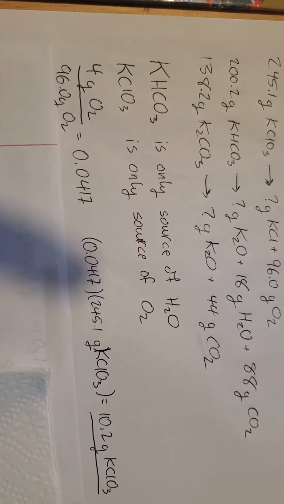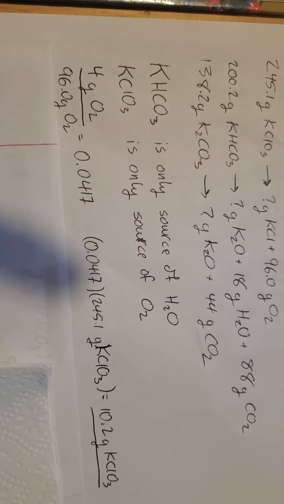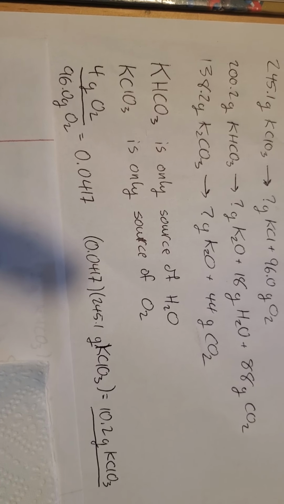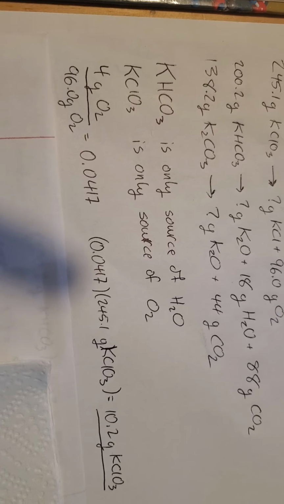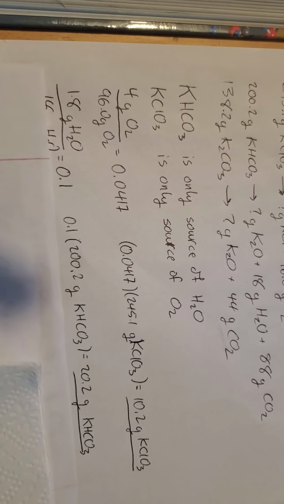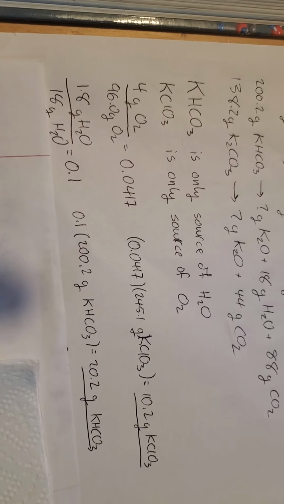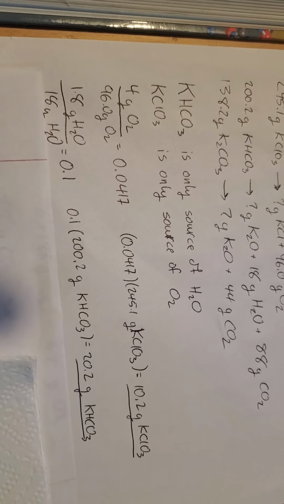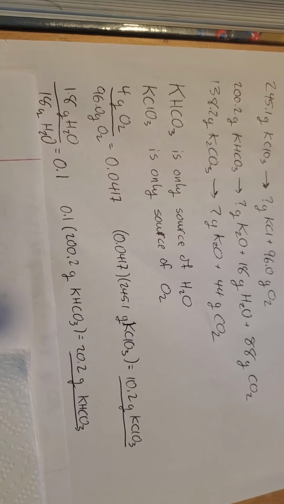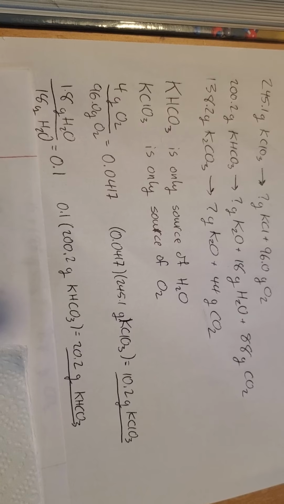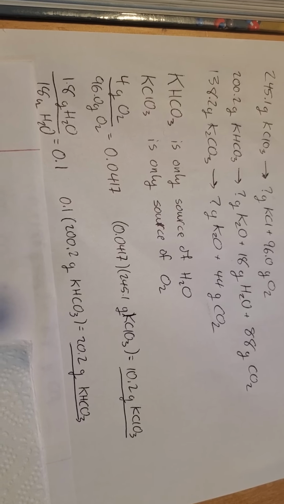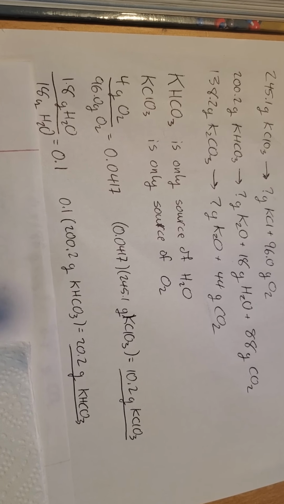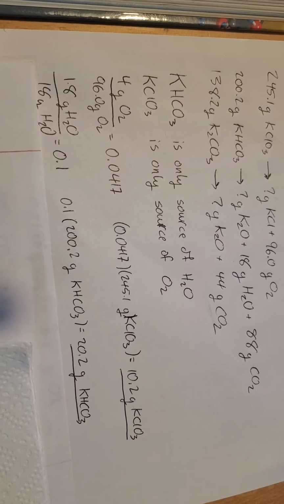Now, the next one we have to do is potassium bicarbonate, because we can't tackle the carbon dioxide one because we're getting carbon dioxide from 2 of them. So we're going to use the water to figure out how much potassium bicarbonate there is, and then make the necessary adjustment. So here we see we have 18 grams of water is the standard. 1.8 grams was what we got out. So that's a 0.1 scale factor that reaction is being run at. So what that means is that we had 20.2 grams of potassium bicarbonate.